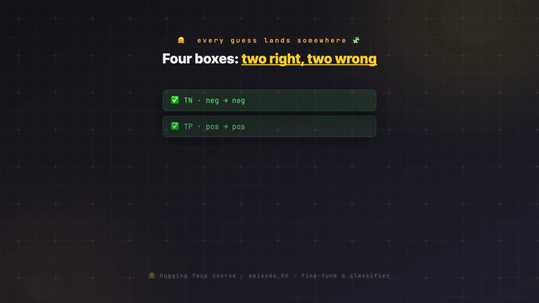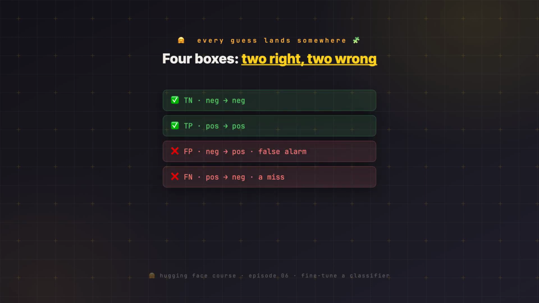Every single prediction lands in exactly one of 4 boxes. True negative, it was negative, we called it negative. Correct. True positive, it was positive, we called it positive. Correct. False positive, it was actually negative, but we shouted positive, a false alarm. False negative, it was actually positive, but we called it negative, a miss. 2 ways to be right, 2 ways to be wrong.